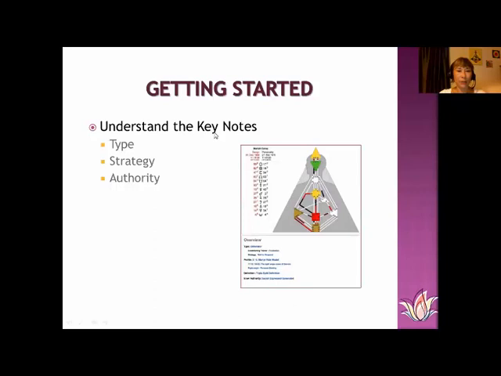The first thing you want to do, and I'm going to preface this by saying I'm going to show you the first thing second, so just bear with me, okay? The first thing you want to do is understand your keynotes, and in particular, you're going to want to pay attention to your type, your strategy, and your authority. And as I pointed out on a previous slide, the keynotes are down here at the bottom. And we'll talk about all of these things in enough detail where you can start to familiarize yourself with what your keynotes mean and what that means about your chart.